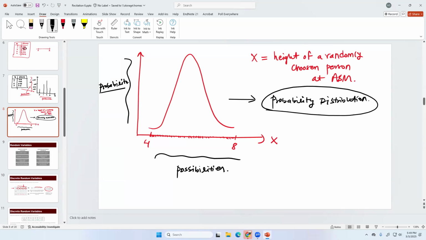Okay, so which value has the highest probability here? Here, right? And this is also the mean or the mode or the median. Everything is in the center. So this is what a probability distribution tells you. It tells you what the different possibilities are, whether the possibilities are discrete or continuous in the first place, and then what sort of probability distribution you want over those possibilities, right?